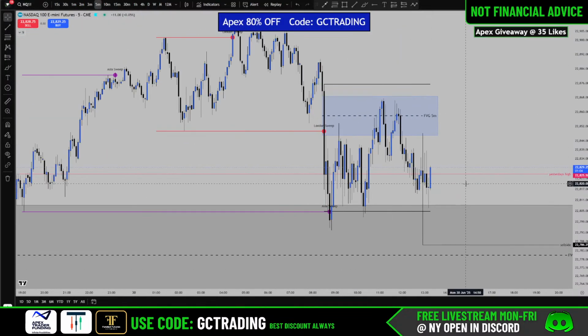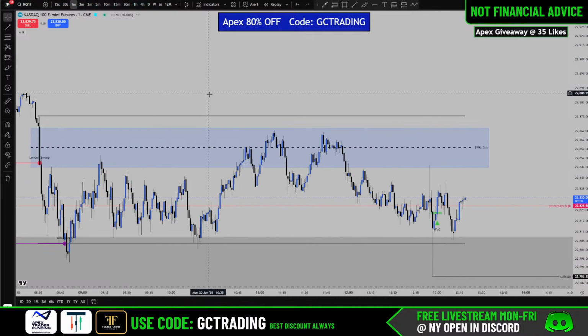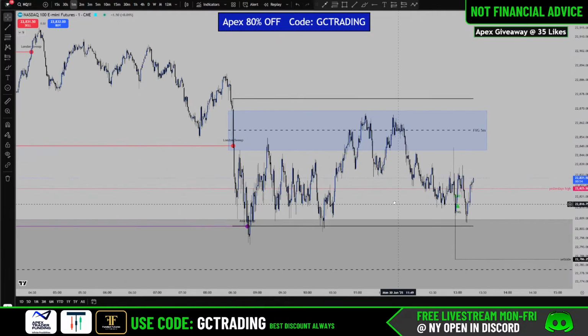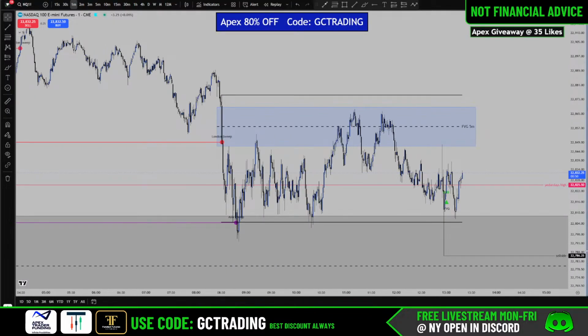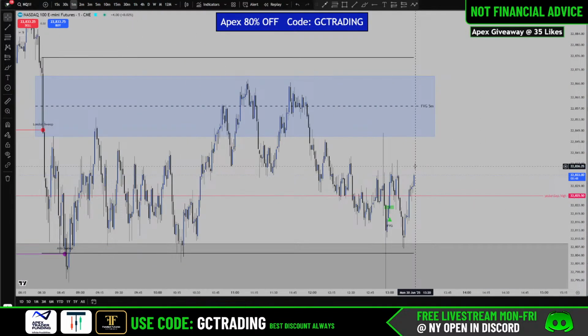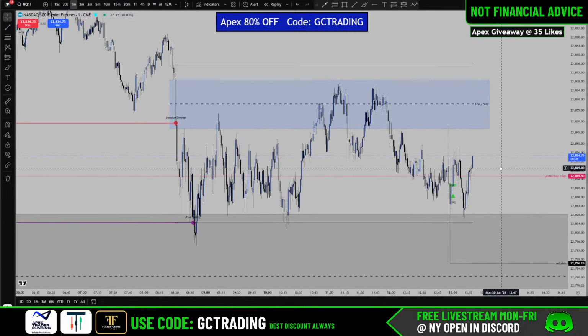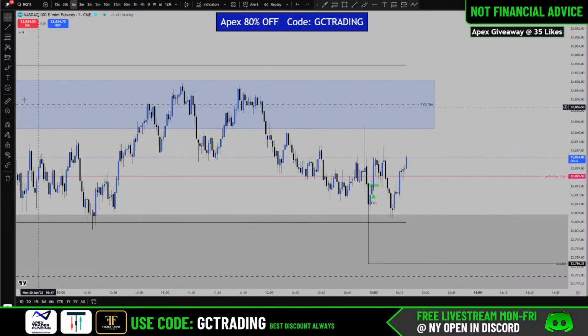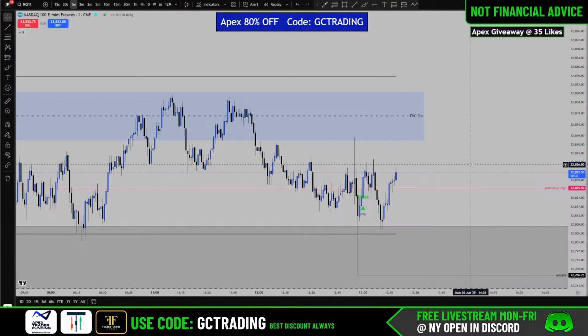I wish we had some movement here, some action. We can get something, but we don't. I'm not really going to force any trades. Okay, we are getting a little bit of movement here, but let's see if we can accelerate through this 5-minute gap.